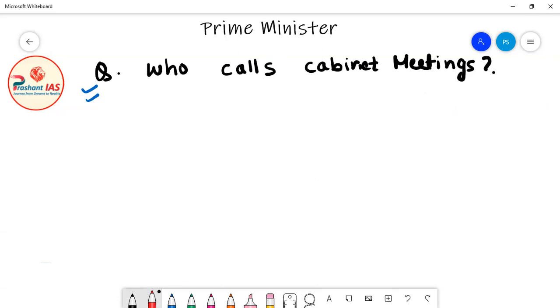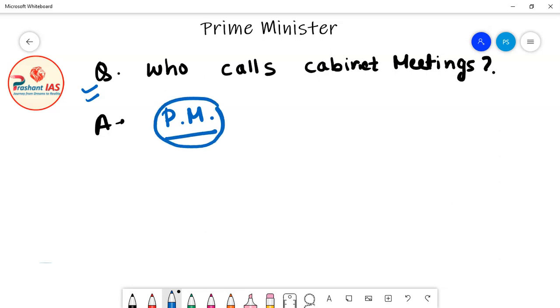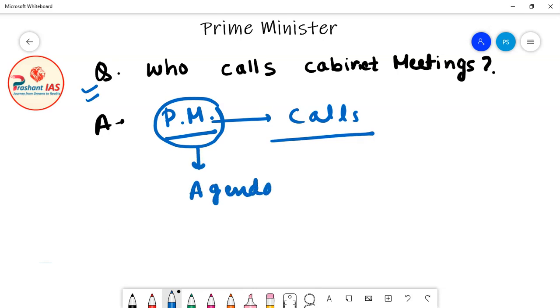So now my question is: who calls the cabinet meetings? The answer to this question is that the Prime Minister of India calls the cabinet meetings. Friends, it is the Prime Minister of India alone who calls the cabinet meetings and decides upon the agenda of the cabinet meeting. After calling the cabinet meeting, the Prime Minister decides the agenda of the meeting. Agenda of the meeting means what is the goal, what is the aim of today's meeting.